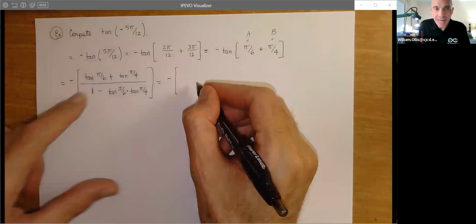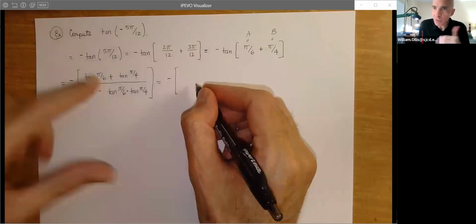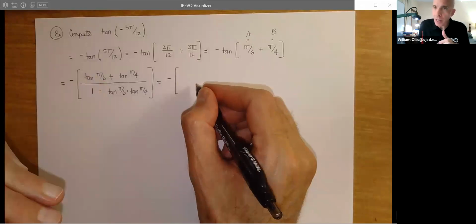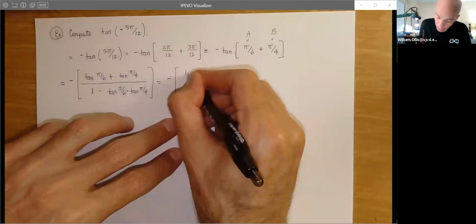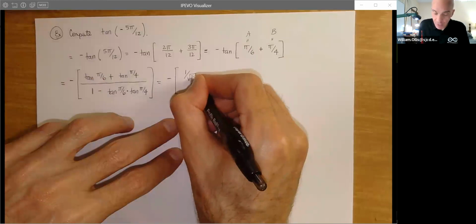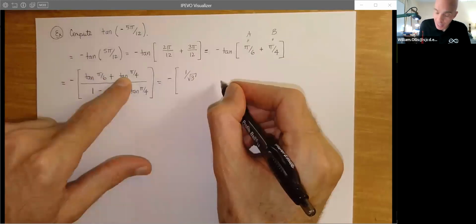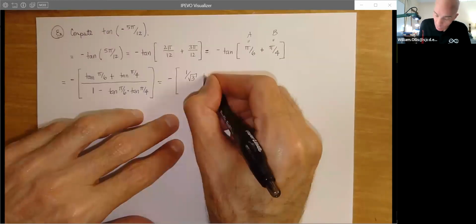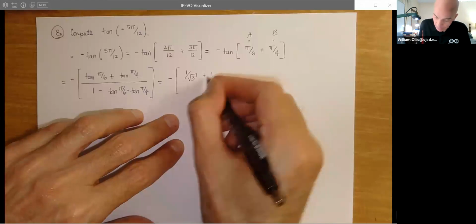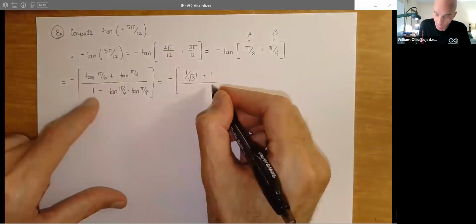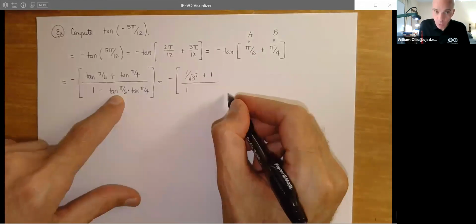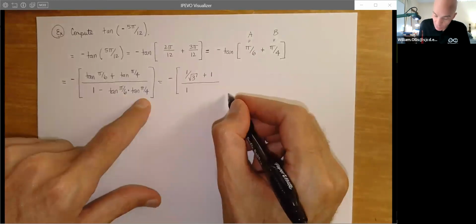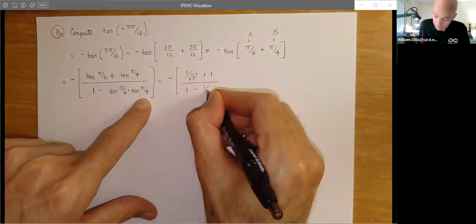So now, of course, the tangent of pi over 6, that's 1/2 divided by the square root of 3 over 2. So the 2's go away, and we just get 1 over root 3. And then, of course, tangent of pi over 4, the sine and cosine are equal, so we just get 1. And then, of course, downstairs, 1 is fine. And here we just get, again, the same thing, 1 over root 3 times 1. So this is minus 1 over root 3.